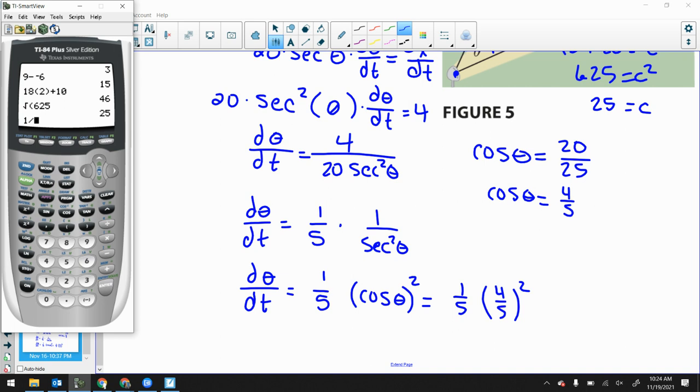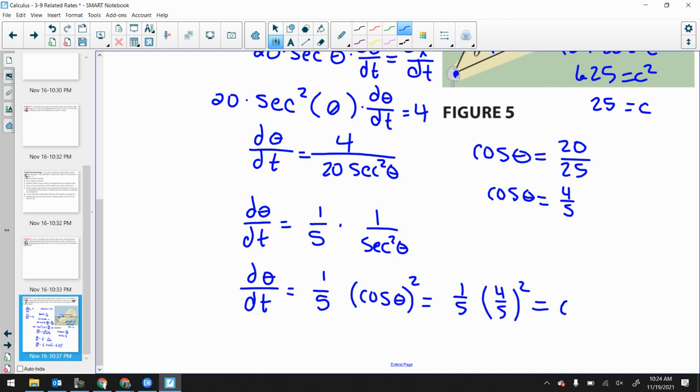One-fifth times 4/5 squared. 0.128. Good. That's exactly what I got here. 0.128.